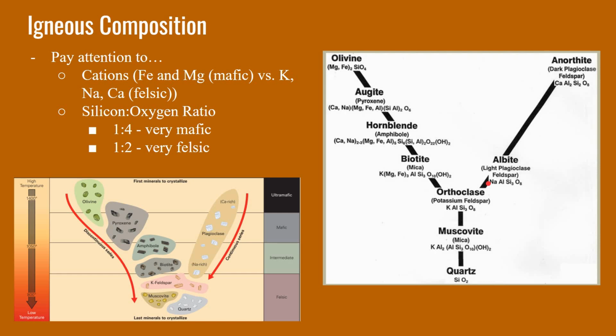And the other thing you see is the silicon-oxygen ratio. At the top with your mafic rocks, you see generally a 1:4 ratio, so less silica rich. At the bottom here, we see a 1:2 ratio, more silica rich. So when you're looking at a formula, you want to think if it's mafic or felsic. Look for iron and magnesium versus, say potassium, and also look for the silicon-oxygen ratio especially.